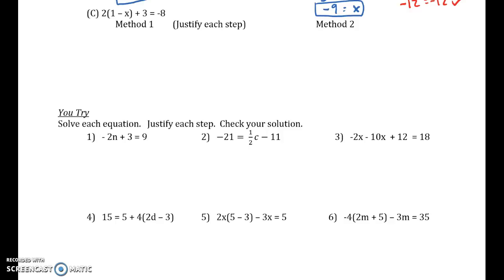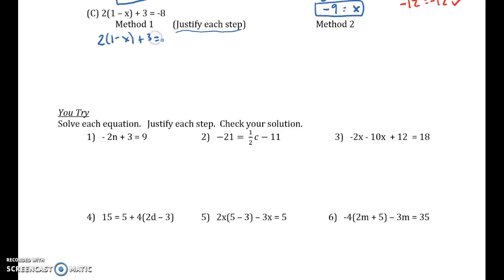But let's go ahead and look at two different ways to do this, and we're also going to justify each step, meaning we're going to say what we did and why. And you can use the property names for this, or you can just literally tell me I subtracted 3 to both sides, or I divided by 2 to both sides. Okay? So method 1, here I'm going to go ahead and simplify first.